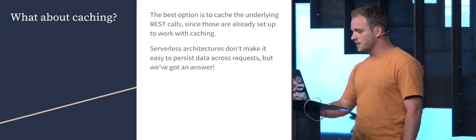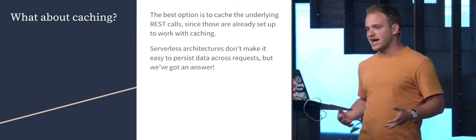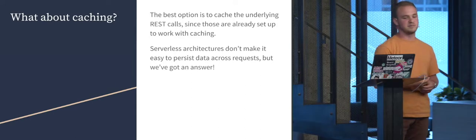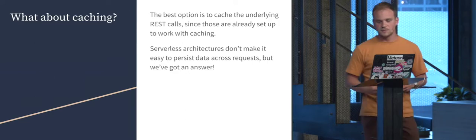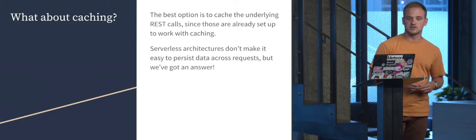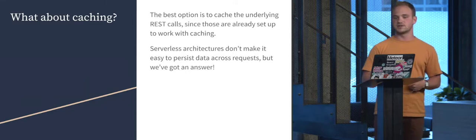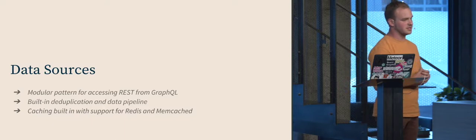All right. So one thing that comes up really frequently is, what about caching? We saw that that API was pretty slow. You might want to make it fast. That'd be pretty cool. So what we found is the best option is actually not to cache the GraphQL results, but to cache those underlying REST calls, because those are repeated very frequently. And that's where those data sources come in.